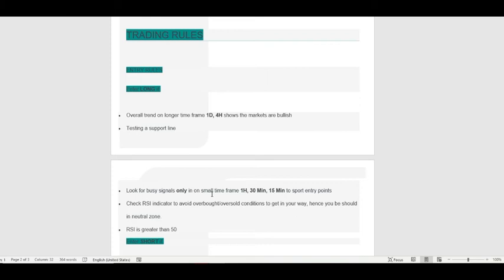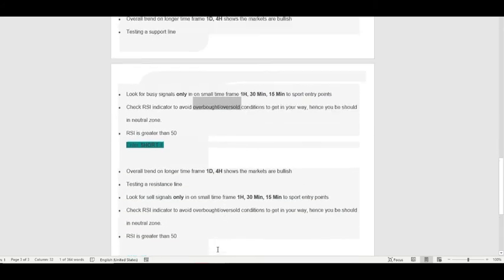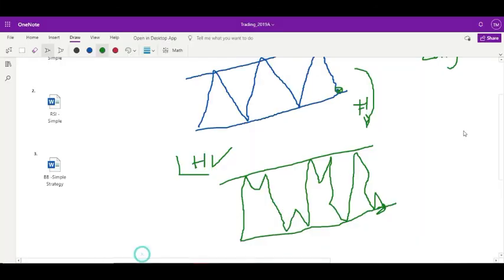And also, when you're doing this, remember that you should check the RSI indicator to avoid overbought or oversold conditions. I think I've explained this so that they won't get in your way. So your market should be in a neutral zone, which means it should be greater than 50 or so. I think I've explained. So before I go, we said this is a lower time frame, right?